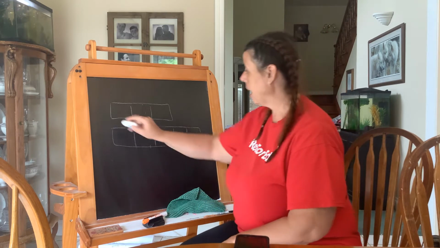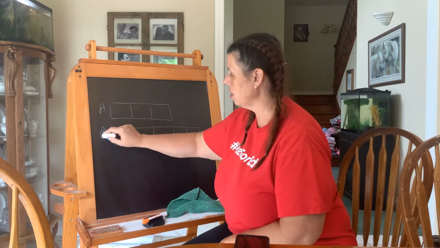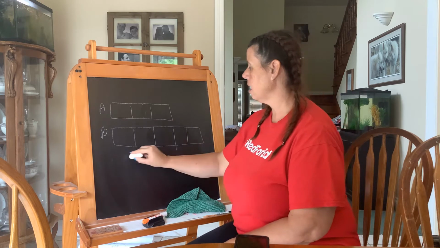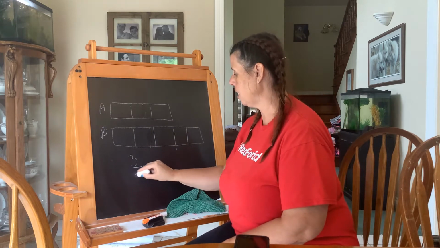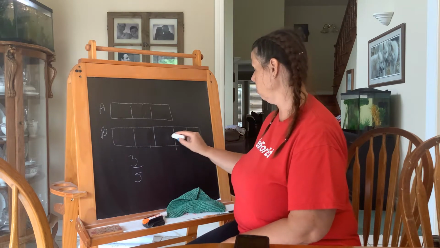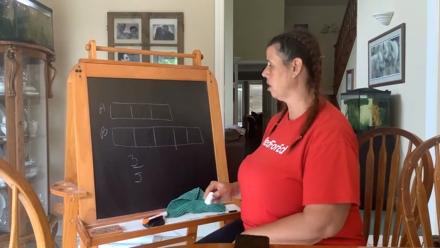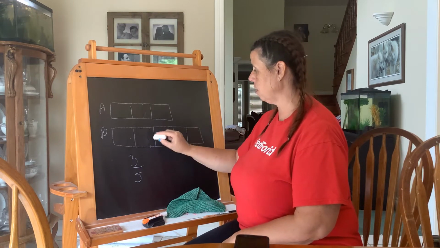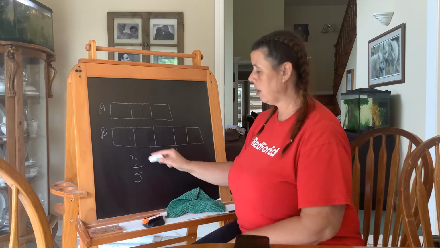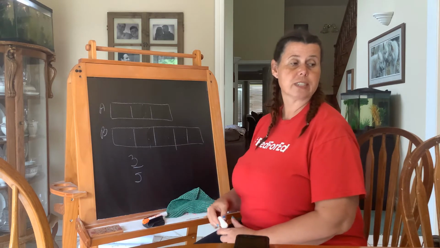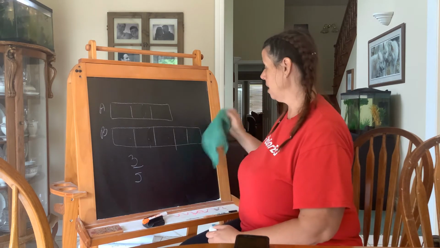So, bar A, this is bar B. Bar A is 3/5, right? Because 1, 2, 3, 4, 5. There are 5 boxes. This is 3 of those boxes. So bar A is 3/5 the length of bar B.